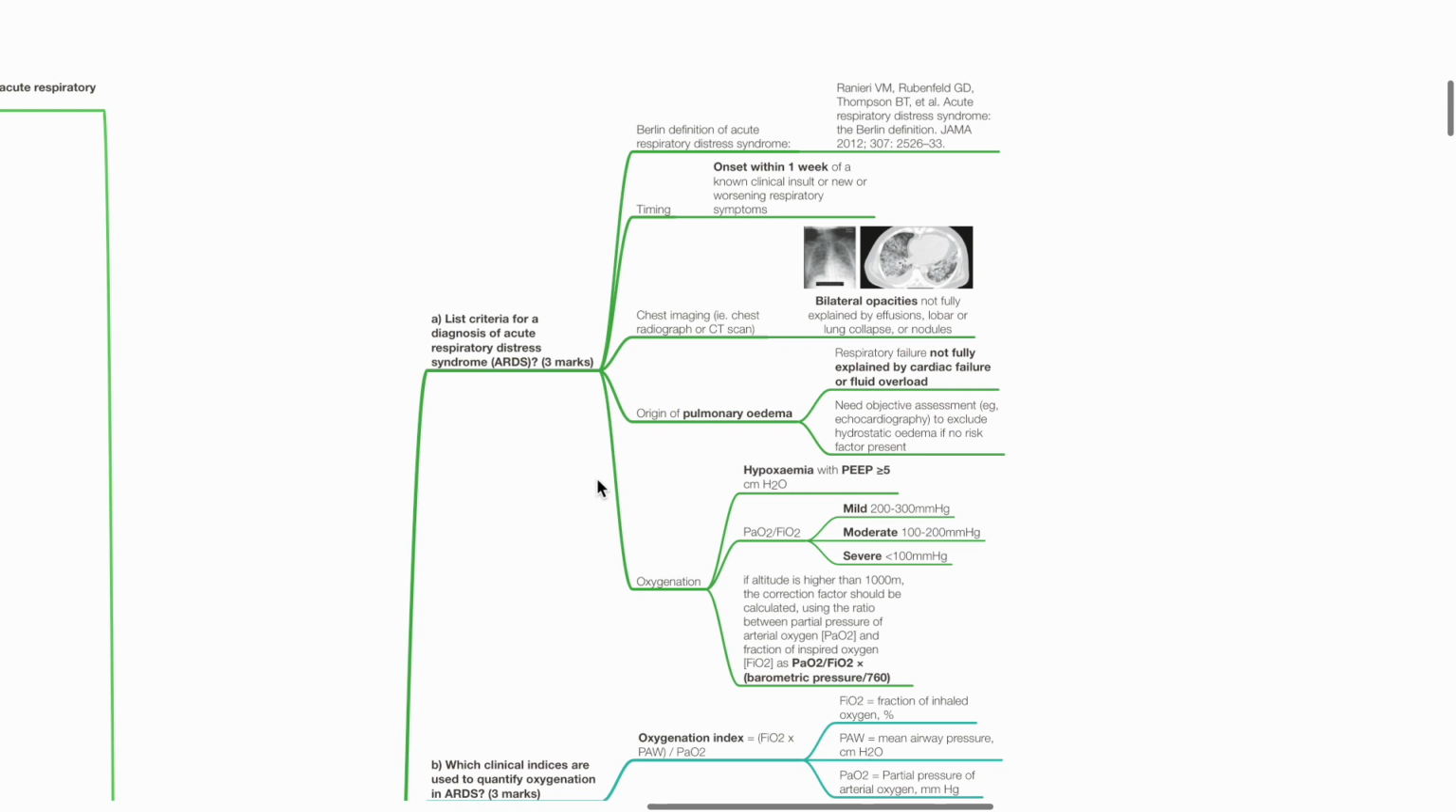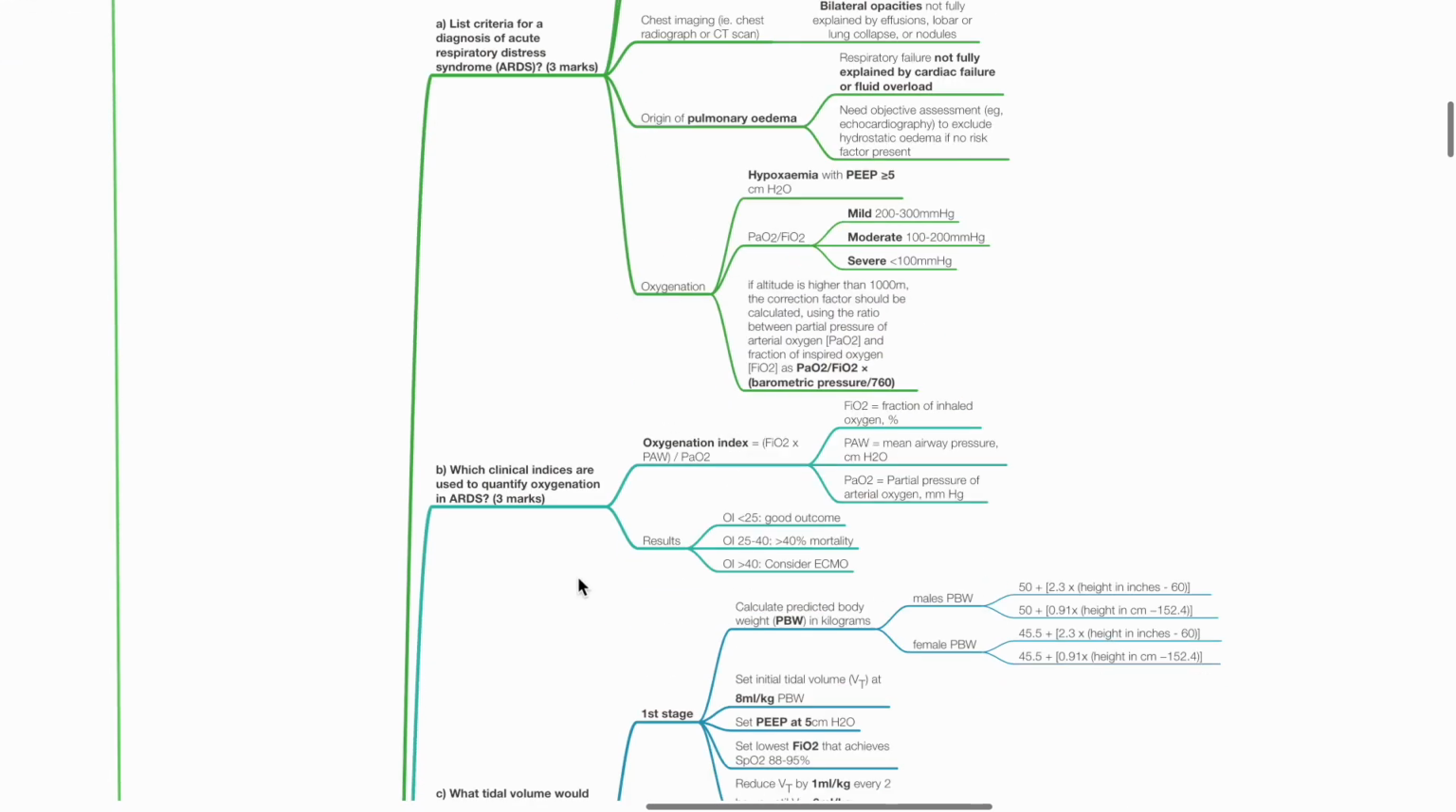Need objective assessment such as echocardiography to exclude hydrostatic edema if no risk factor present. Hypoxemia present with PEEP of 5 cmH2O or more, with a PaO2 to FiO2 ratio of 200 to 300 mmHg being mild ARDS, 100 to 200 being moderate ARDS, and less than 100 being severe ARDS. A correction factor should be applied if altitude is higher than 1000 meters.